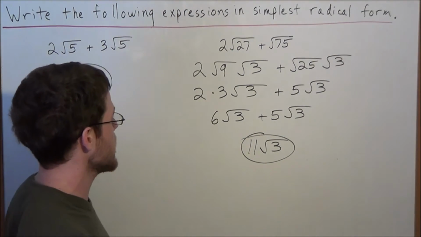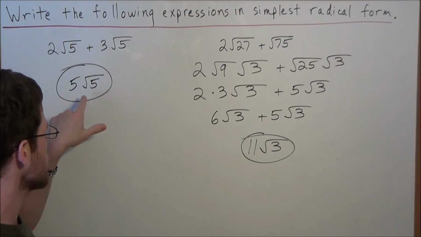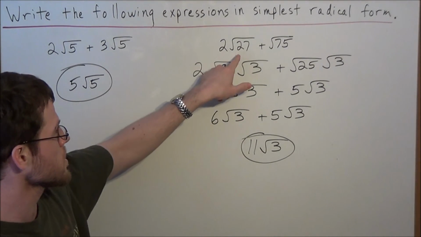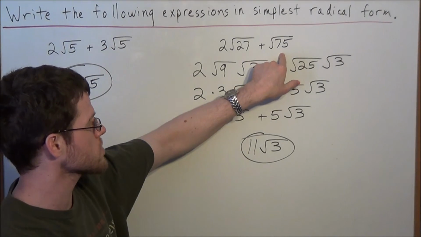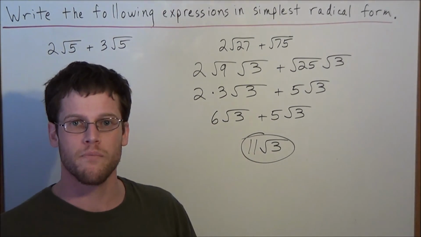And remember, if you're at a test, you could type in the original expression into a calculator and then cross-reference it with what you found for your answer. So something like 2 radical 27 plus radical 75 should work out to 11 radical 3. The numbers should match.